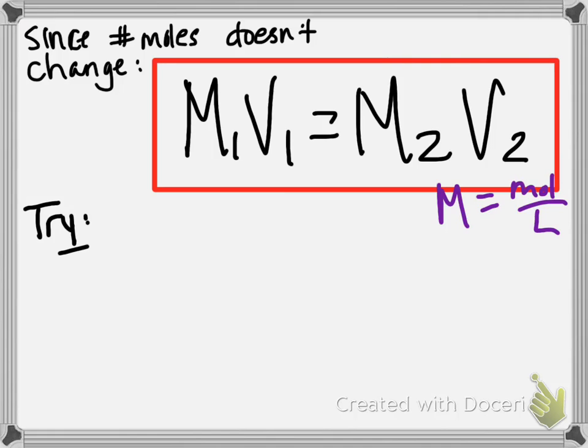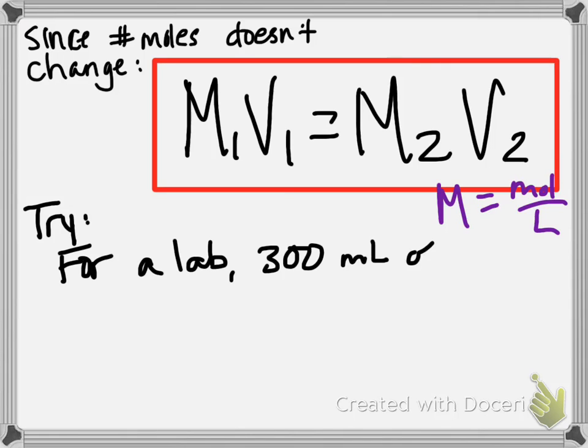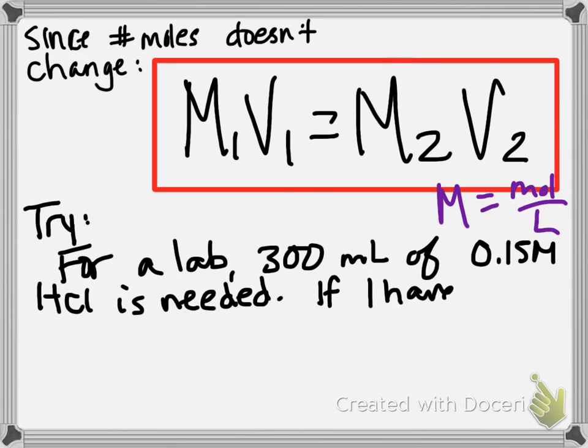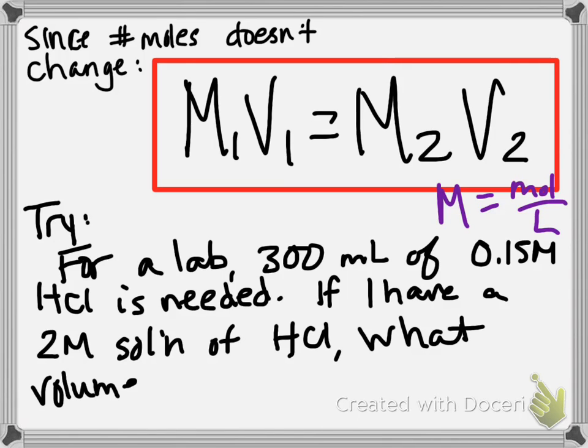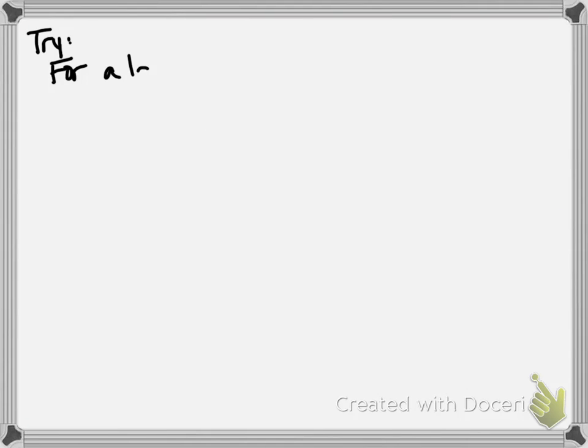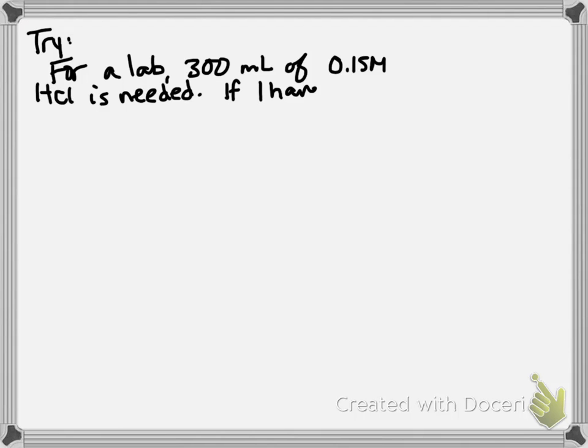So go ahead and write down this problem and see if you can solve for the volume. It says for a lab, 300 milliliters of 0.15 molar HCl is needed. If I have a 2 molar solution, sol'n is just the way that we abbreviate solution, what volume of it do I need? Okay, go ahead and write that down. I'm just rewriting it here on this page so that I can write over it.